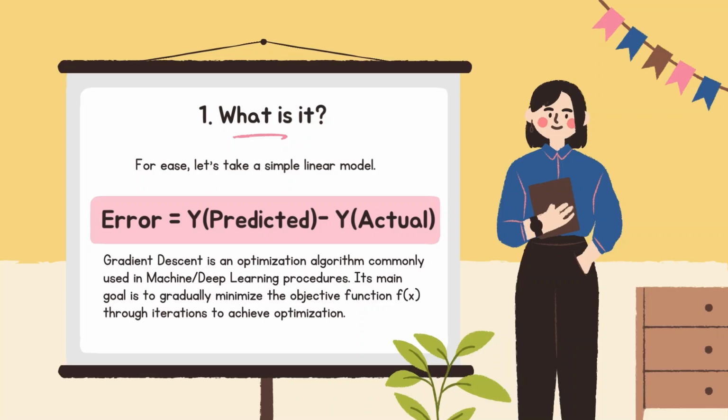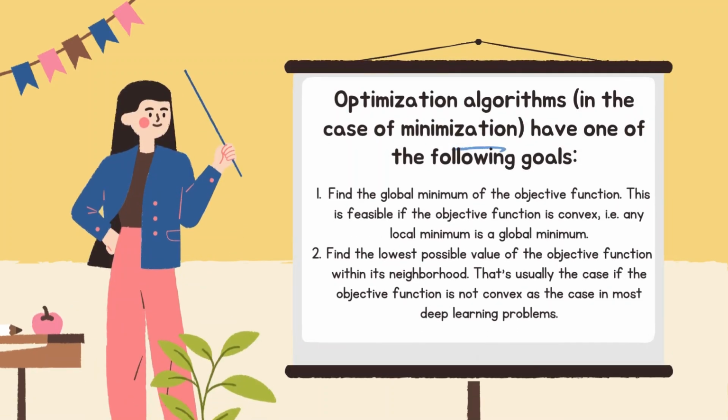So the f of x, somewhere it is written J of w, is the function of the weights. Through several iterations we are going to achieve the optimization. Optimization means we are going to achieve the global minimum. What are the two goals of optimization algorithms? If we are talking about a convex function, meaning the loss function or objective function is convex, then there is a global minimum. We need to minimize the objective function into that global minimum.